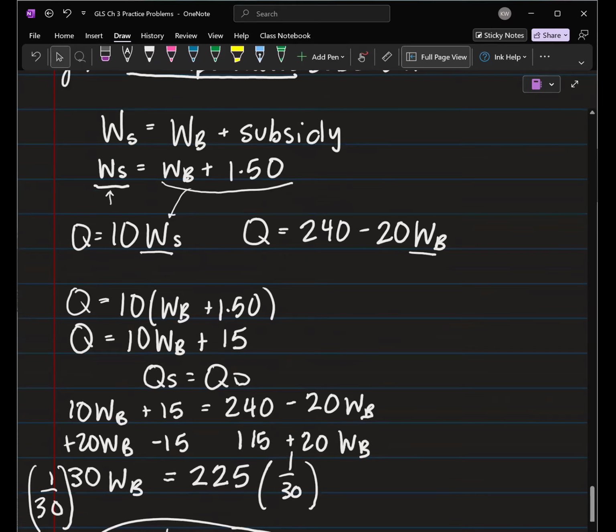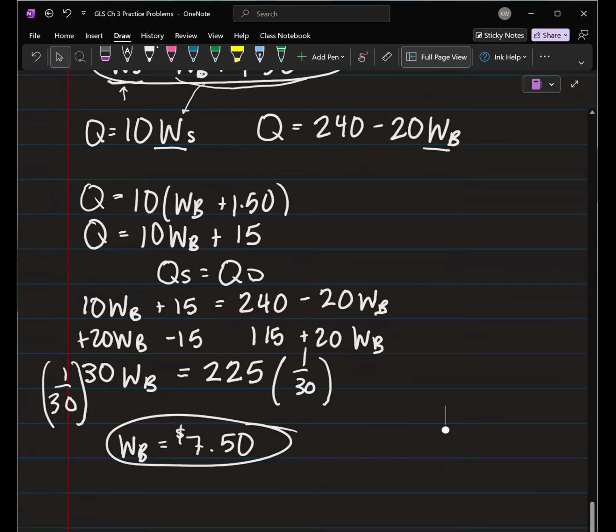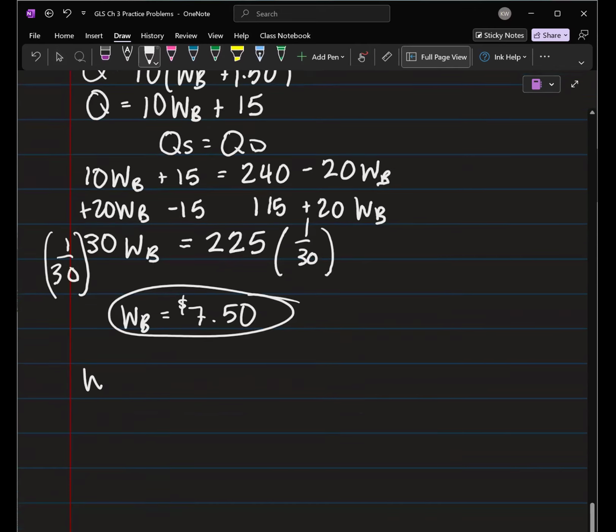Next, we need to find the wage that sellers receive. So we're going to go back to our initial relationship that we represented between the wage that buyers pay and the wage that sellers receive, and we're going to substitute for the wage that buyers pay. So we have the wage that sellers receive is equal to the wage that buyers pay, which is $7.50, plus the subsidy. So the wage that sellers receive then is going to be equal to $9.